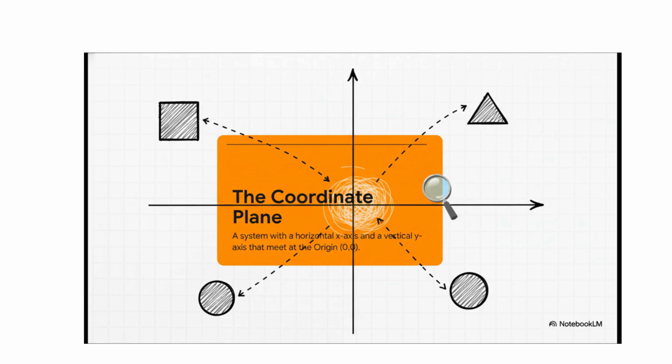Okay, so let's give our map its proper official names. That horizontal line that goes left and right, that's the X-axis. The vertical one, up and down, is the Y-axis. And that super important starting point right smack in the middle, we call that the origin, and its address is 0, 0. Every single location is measured from this one spot. It's the foundation for, well, everything.